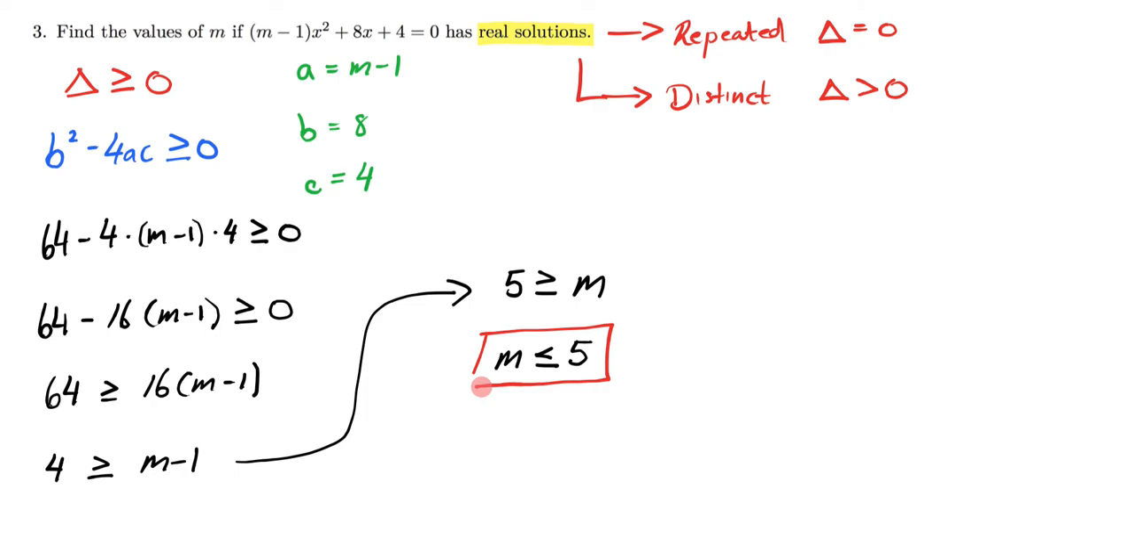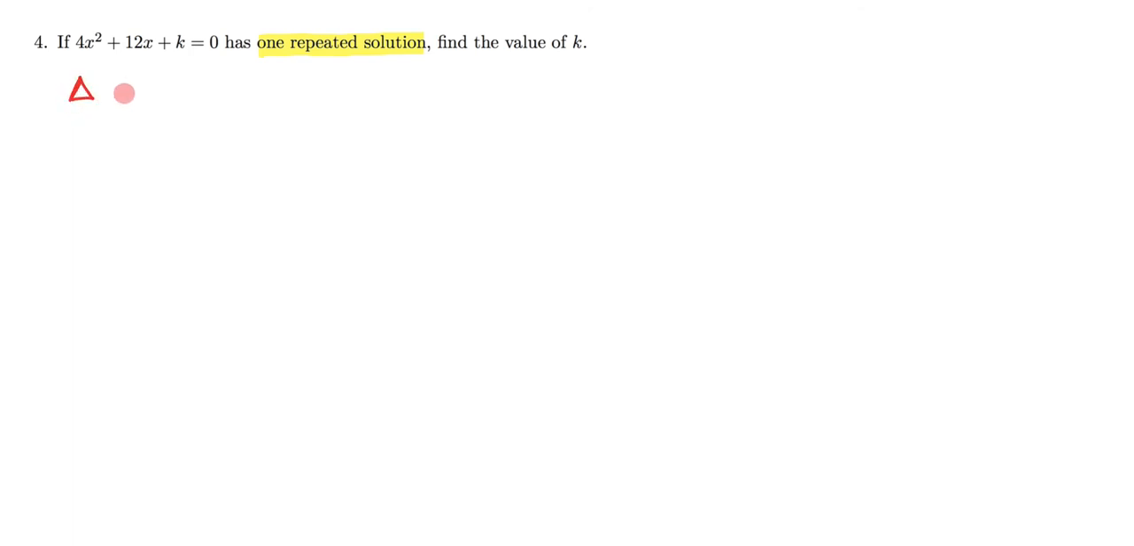Okay, let's come to the last question of this video, which was question 4. I'm told that if this has one repeated solution, find the value of k. So I have one repeated solution, so that means my discriminant is equal to 0. I then write out my formula for the discriminant, b squared minus 4ac equals 0. I then can go to my a, b, and c values. My a value will be 4, my b value will be 12, and my c value will be k.